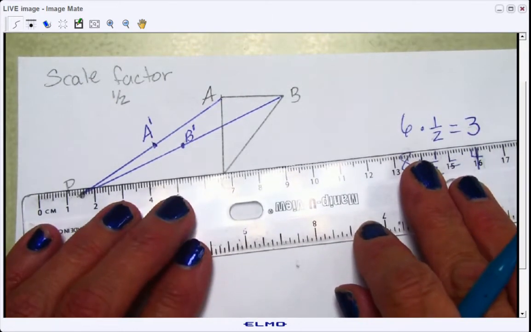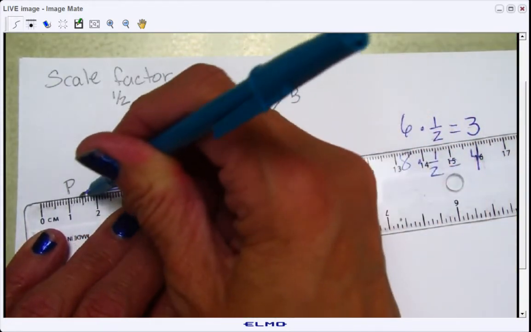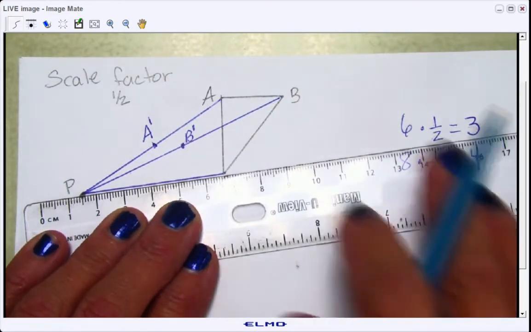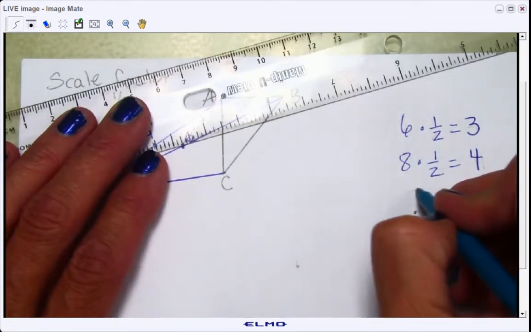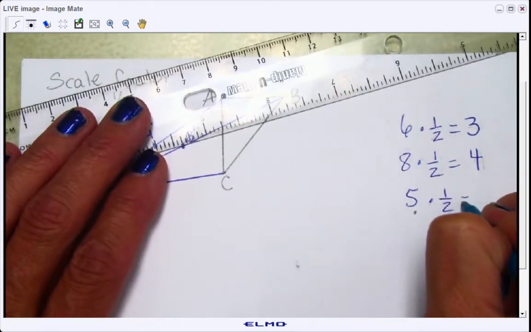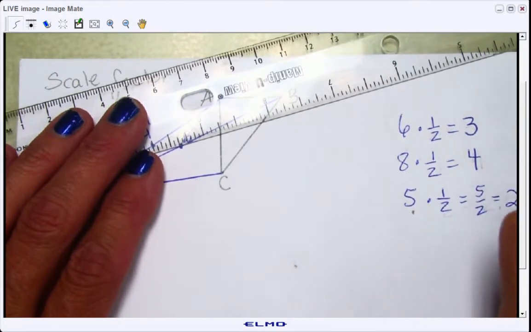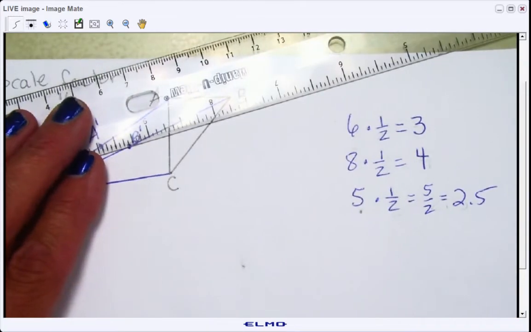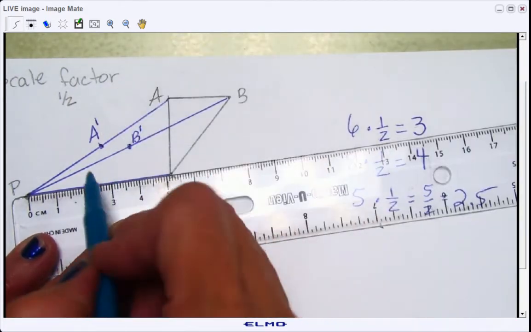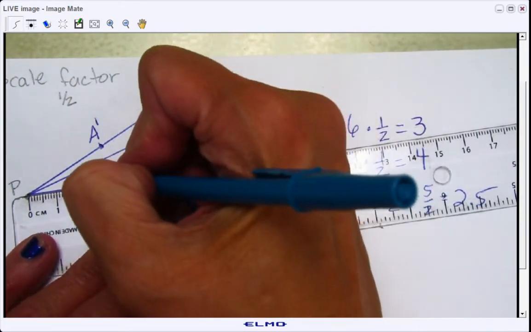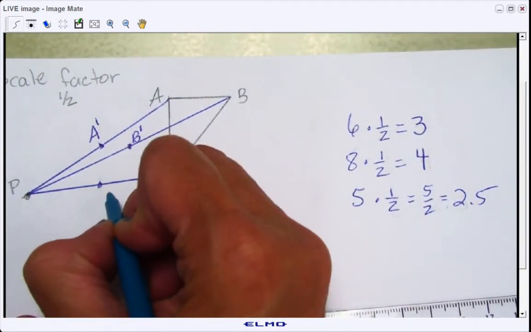And then last but not least, I'm going to do C, put that there, and then have my fixed point. And then I'm going to measure that. That's about 5. So 5 times 1/2 would get me 2.5. Like 5 over 2 gets me 2.5. So I measure this, so about 2.5. So between 2 and 3, right here, put the dot there, and then put it on the line, and call that C prime.